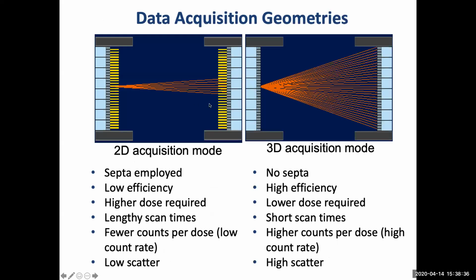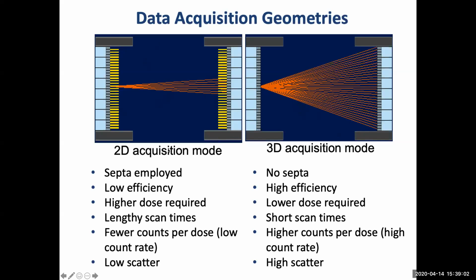There are 2 types of data acquisition in PET: 2D acquisition mode and 3D acquisition mode. Data acquisition with septa in place is referred to as 2D mode. Data acquisition without any interplane septa is referred to as 3D mode. This is similar to SPECT somehow. We have a collimator here just to reduce the number of photons coming from different directions.